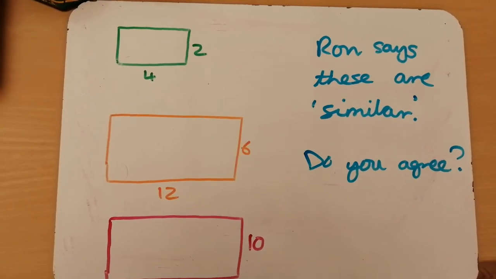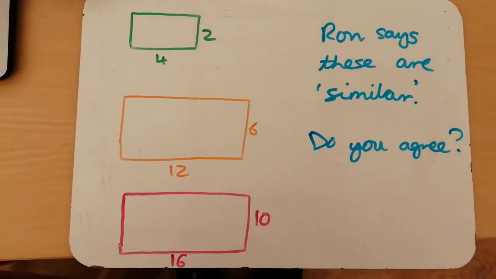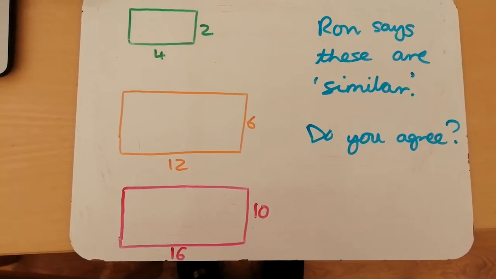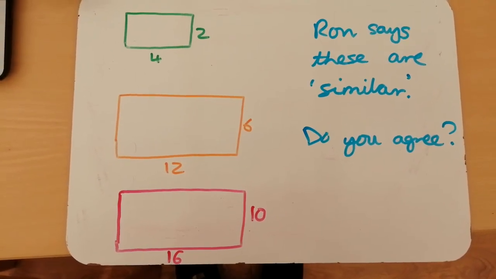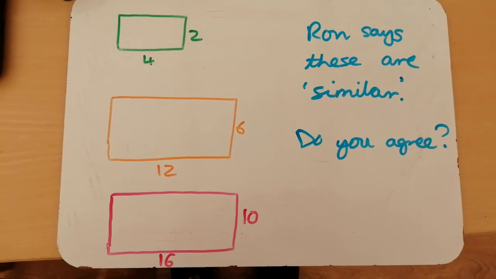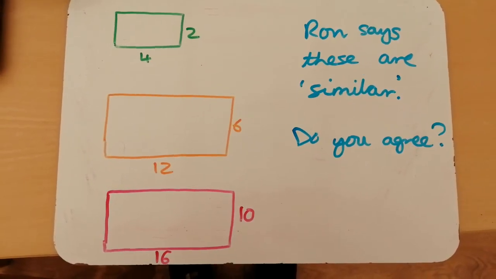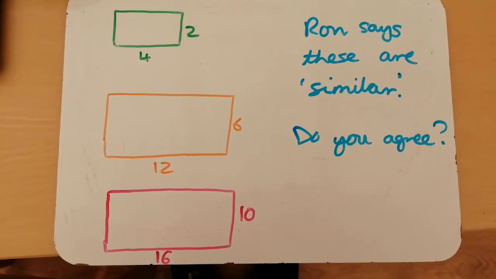This is our last problem. So here are 3 rectangles, 4 units by 2 units, 12 units by 6 units, and 16 units by 10 units. And Ron says these are similar. Do you agree? And why? So have a real close look at the ratios.